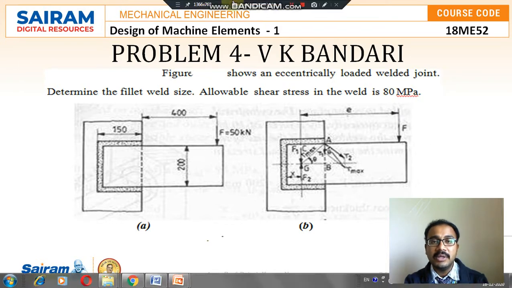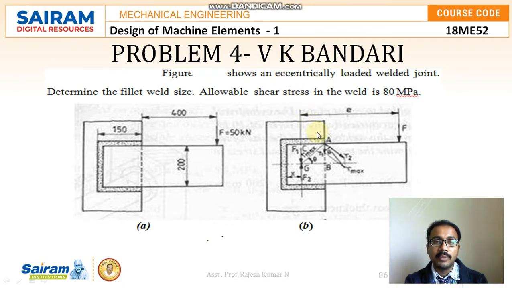So let us move to the fourth problem. Again, this problem I have taken from the author V.K. Bandari. This is a very important problem, and it is an eccentric loaded welded problem. The figure shows an eccentrically loaded welded joint. We need to determine the fillet weld size, and the given value is the allowable shear stress in the weld, which is 80 megapascal. This is the allowable stress value.